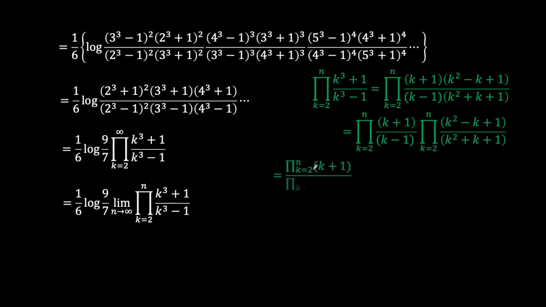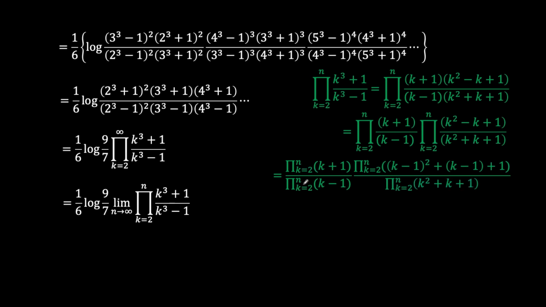And so this is the same as just multiplying the numerator separately from the denominator. So the product of k plus 1 from k equals 2 to n over the product from k equals 2 to n of k minus 1 times the product. And now this can be simplified as k minus 1 squared plus k minus 1 plus 1. And then this denominator just remains as it is.